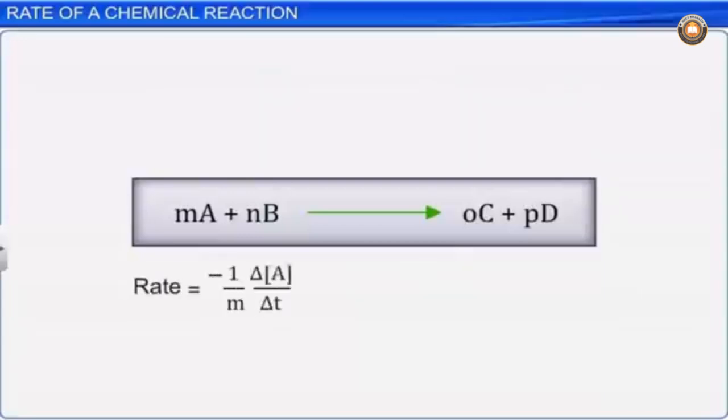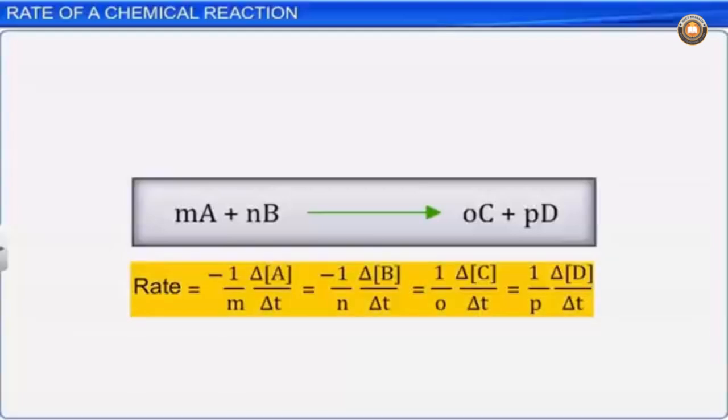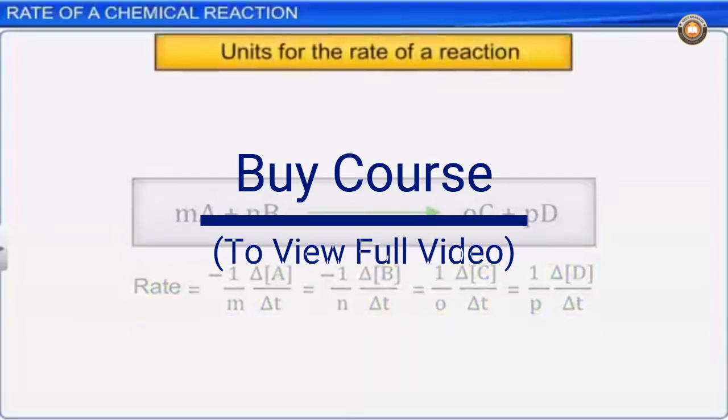-1 by m into delta A by delta t equal to -1 by n into delta B by delta t is equal to 1 by o into delta C by delta t is equal to 1 by p into delta D by delta t. You have learnt about the rate of reaction. Let us now look at the units for the rate of a reaction.